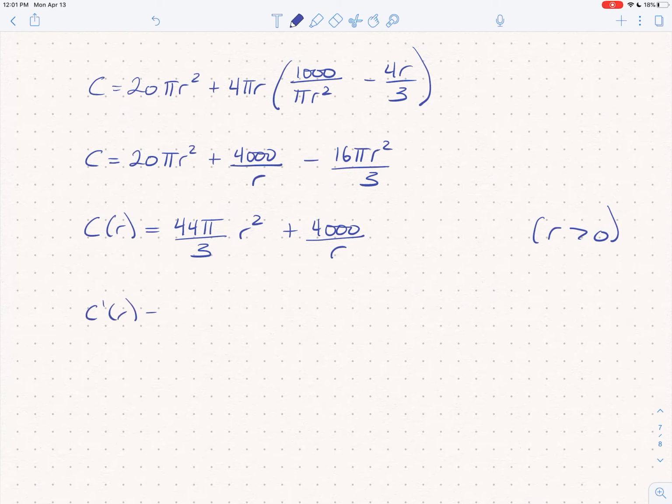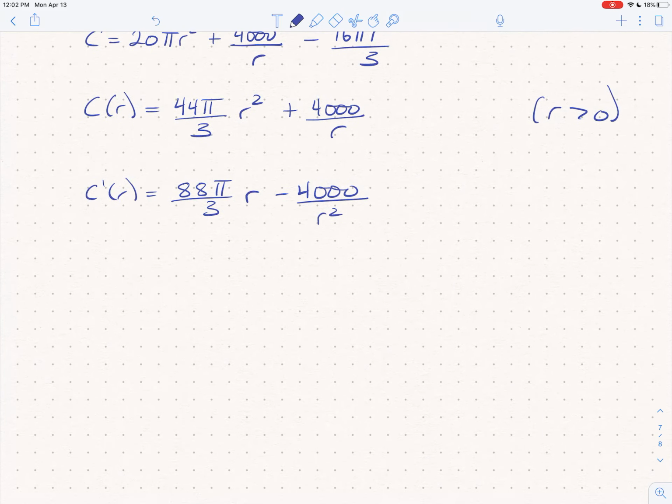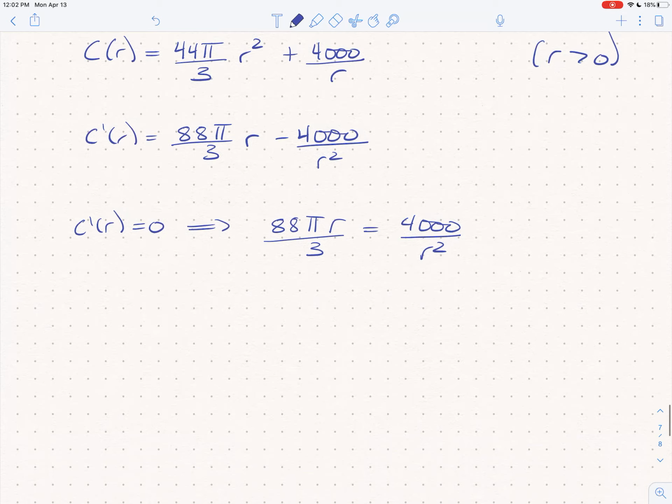So let's compute our derivatives and see what happens. We're going to get just 88 pi thirds times r, easy enough, minus now 4,000 over r squared. I'm just using the power rule, make sure you're comfortable with that. I'm interested in where the first derivative is 0 or undefined. It's undefined at 0, but I have to be bigger than 0, so I'm going to ignore that one. I'm just going to solve where the first derivative is equal to 0, and so I'm going to come up with 88 pi r over 3 equals 4,000 over r squared.